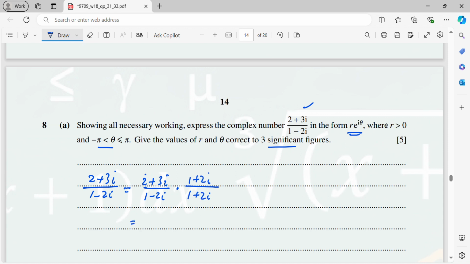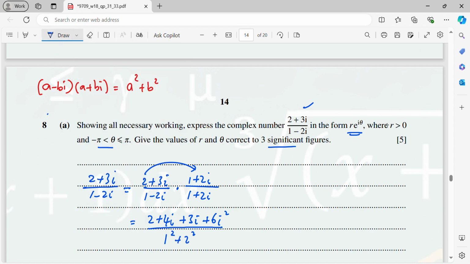So for the numerator, just do expansion. 2 times 1 plus 2i, you will get 2 plus 4i. Then 3i times 1 plus 2i will be 3i plus 6i squared. For the denominator, we have another formula. A minus bi times a plus bi, the conjugate, will be real squared plus imaginary squared. Therefore, I will be getting 1 squared plus 2 squared.